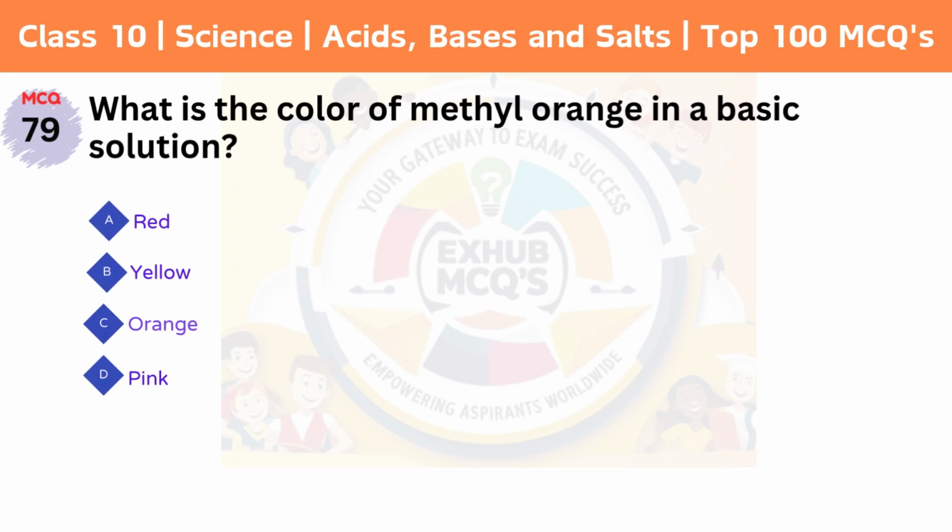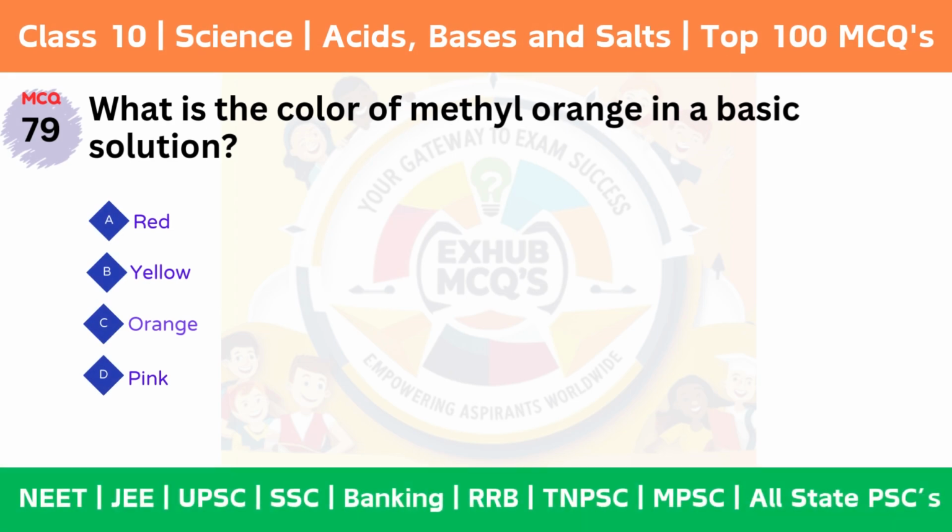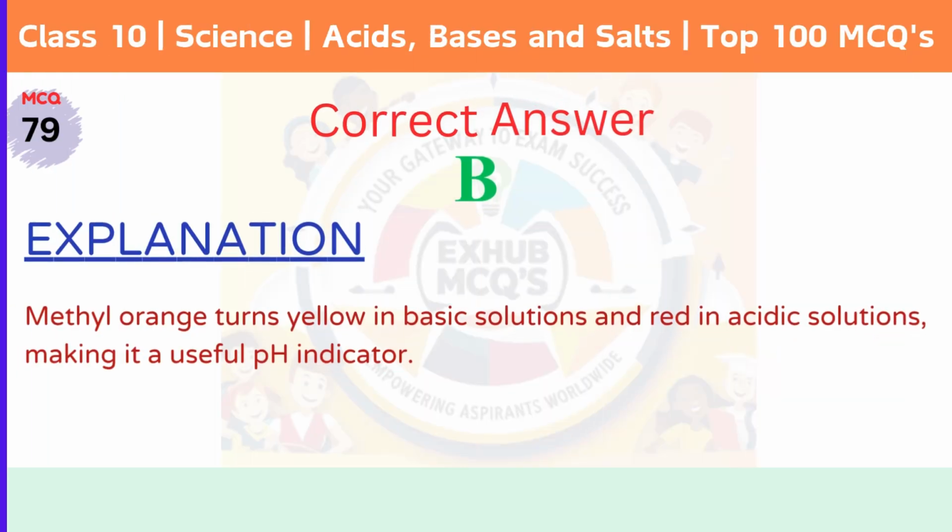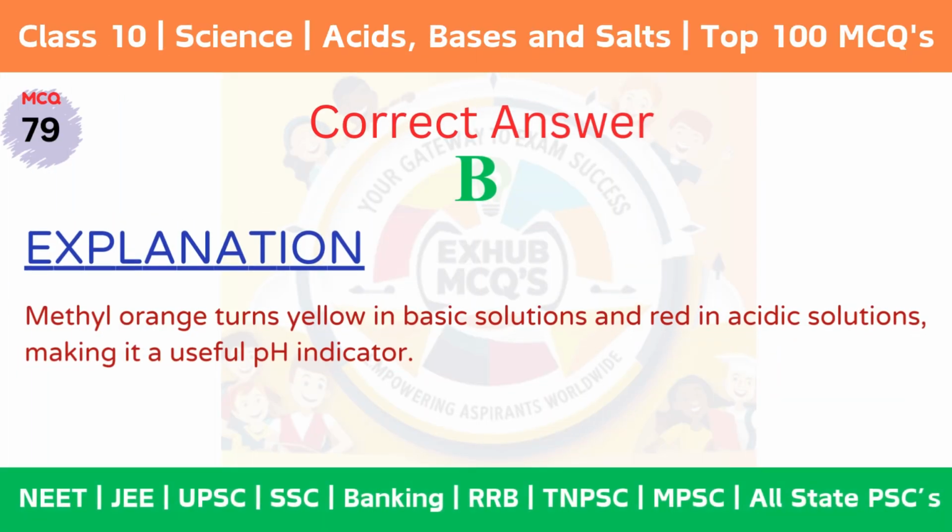MCQ 79. What is the color of methyl orange in a basic solution? Option A, red. Option B, yellow. Option C, orange. Option D, pink. The correct answer is option B, yellow. Explanation. Methyl orange turns yellow in basic solutions and red in acidic solutions. It is a commonly used pH indicator.